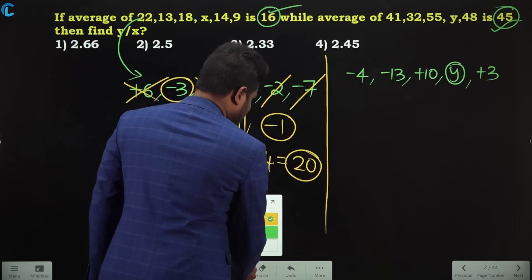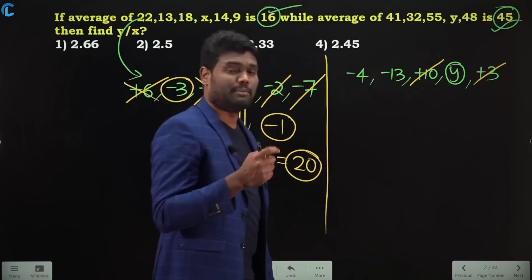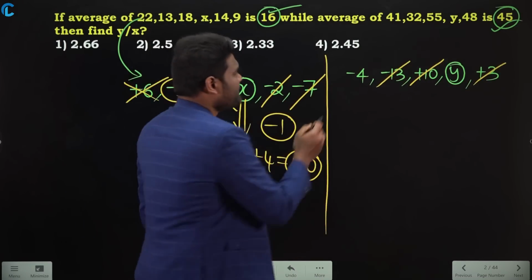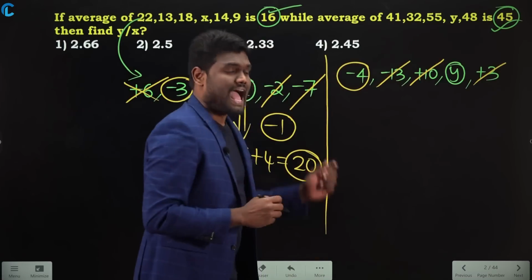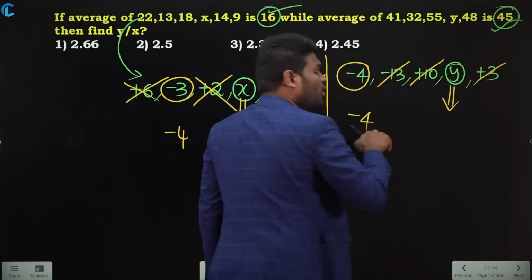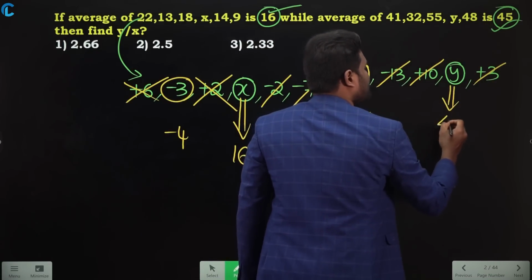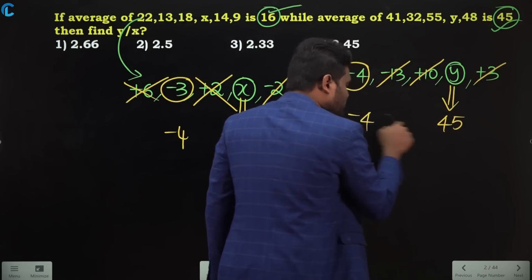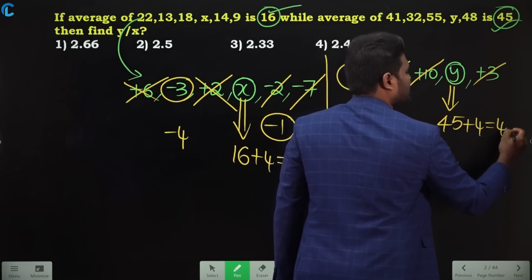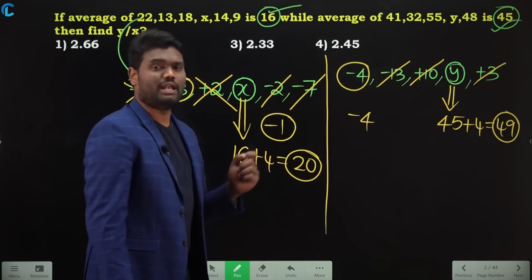Okay. Now just balance it. Plus 10 plus 3 is nothing but plus 13. So plus 13 minus 13 gets cancelled. Finally, you are left with minus 4. As you got 4 less, now this number should be 4 more than the average. The actual average is 45, so 4 more means 45 plus 4, which is nothing but 49. So the y value is 49 and the x value is 20.